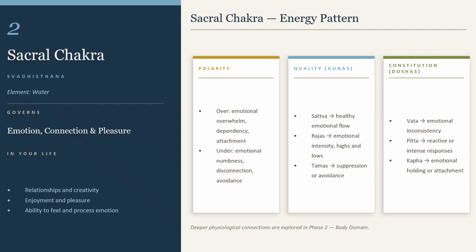In constitution, Vata imbalance creates emotional inconsistency. Pitta imbalance creates reactive or intense emotional responses. Kapha imbalance creates emotional holding or attachment. In life, this shows up in relationships, creativity, enjoyment, and your ability to feel and process emotion.